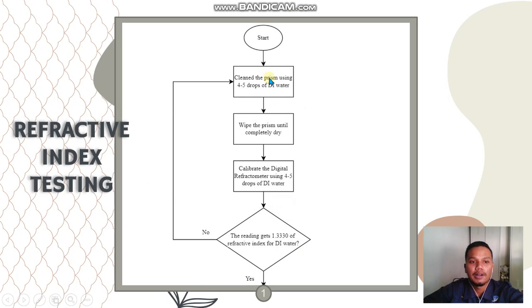Next, for the refractive index testing, first I have to clean the prism using 4 to 5 drops of DI water. Next I have to wipe the prism until it is completely dry. After that, I have to calibrate the digital refractometer using 4 to 5 drops of DI water. If the reading gets 1.3330 refractive index of DI water, I can proceed to the next step. If no, I have to repeat again from the first step, which is to clean the prism using 4 to 5 drops of DI water.